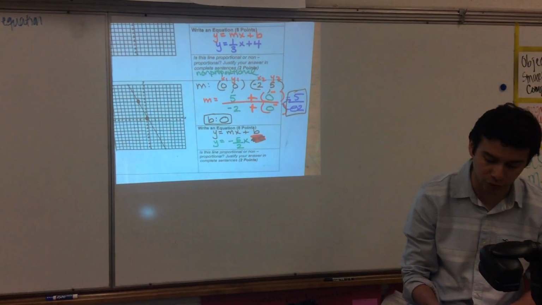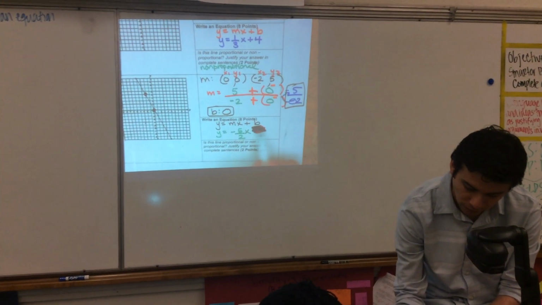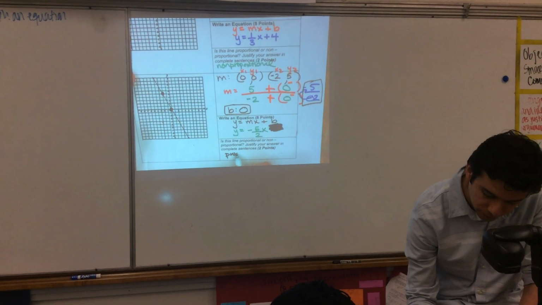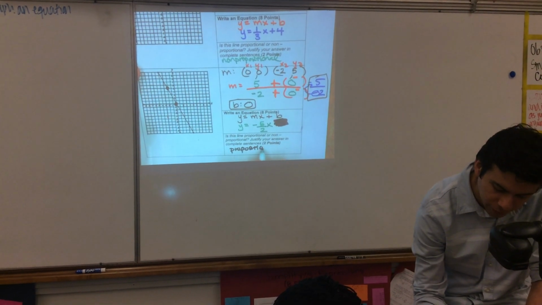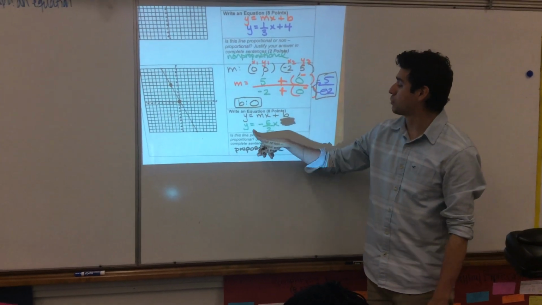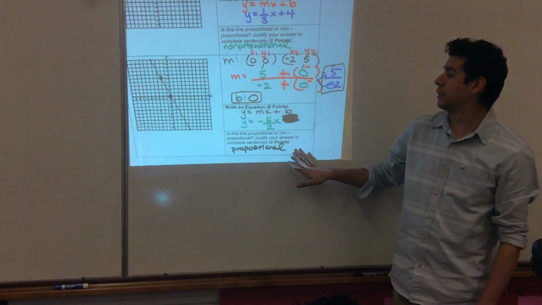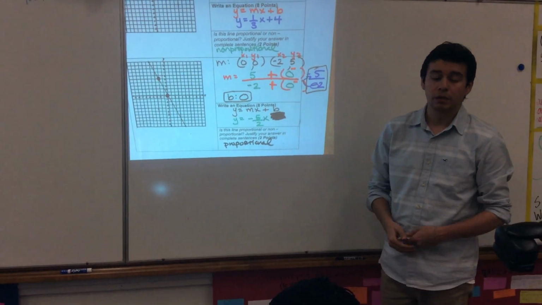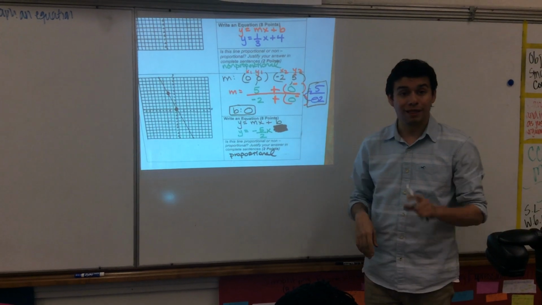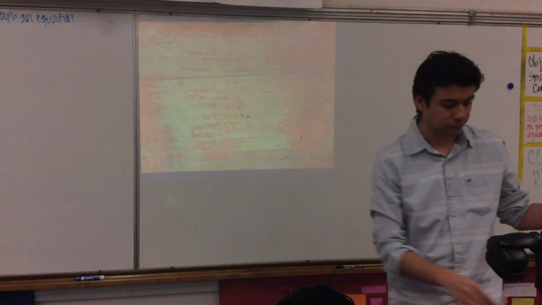Now, is this proportional or non-proportional? Proportional. Why is it proportional? Because the line intersects the origin. Whatever he said, you genius, good job. So the answer is y equals negative 5 over 2x, and this is proportional. Okay? And that's pretty much your answer. The answer for number 2 is this one. Let's go to number 3 now.